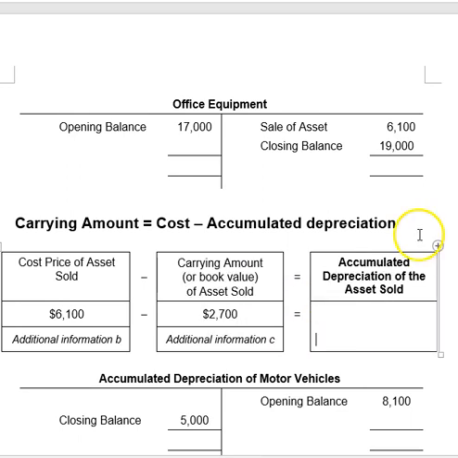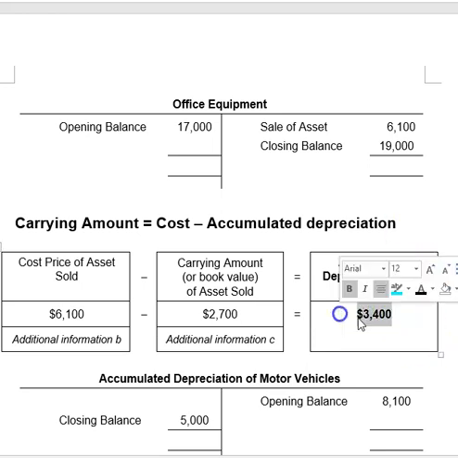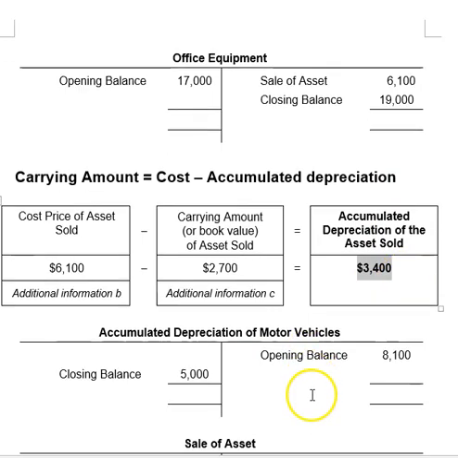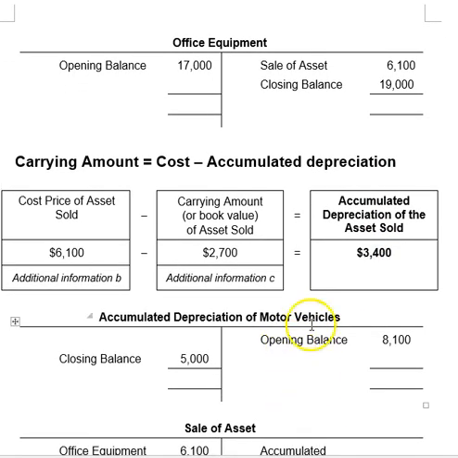Hence, our accumulated depreciation here is 6,100 minus 2,007, which is 3,400. That means the accumulated depreciation of the office equipment that we have sold is 3,400. So this 3,400, we need to record it in two places. Number one, we need to record it in our accumulated depreciation account, since we have sold this asset.